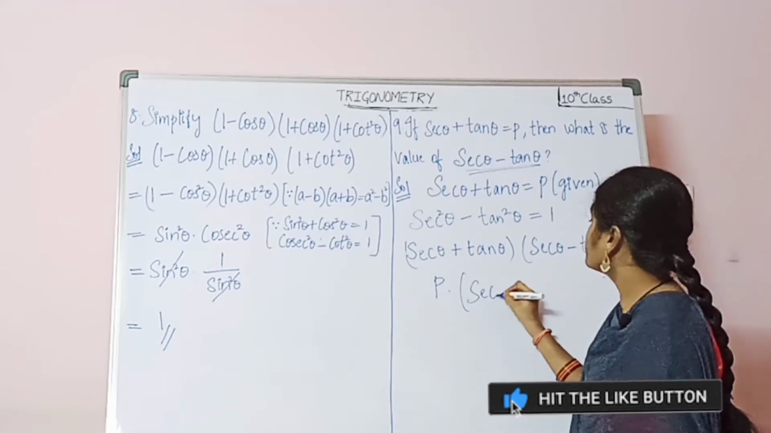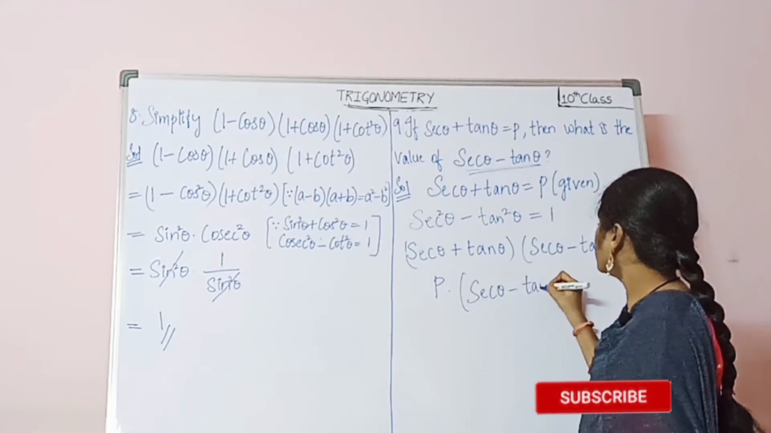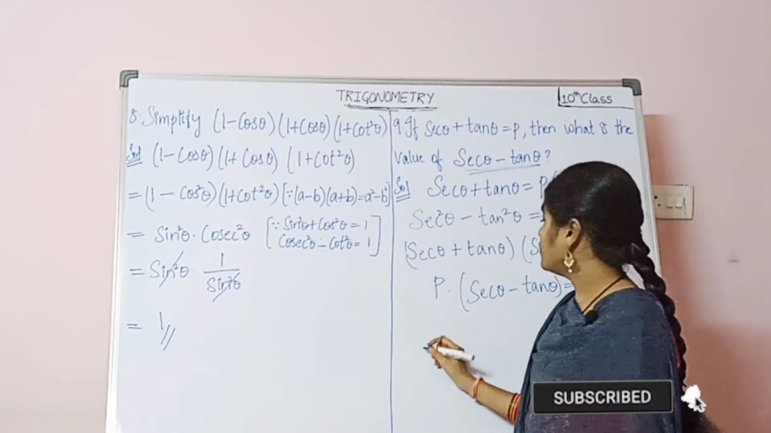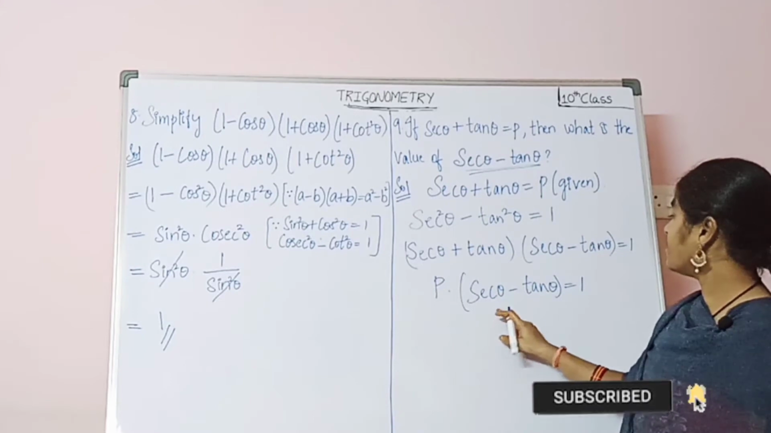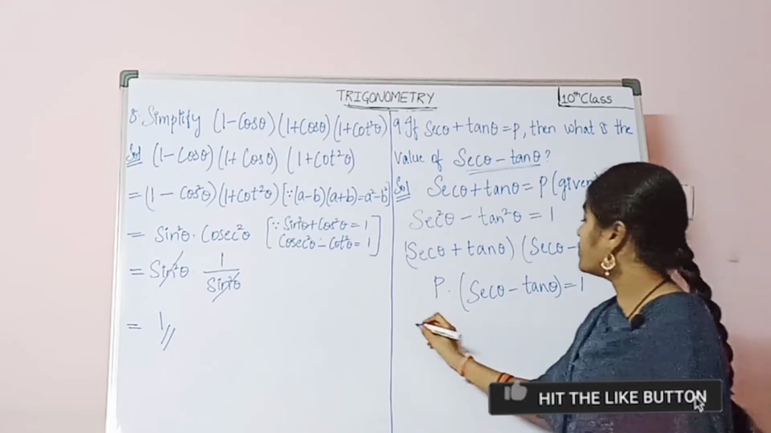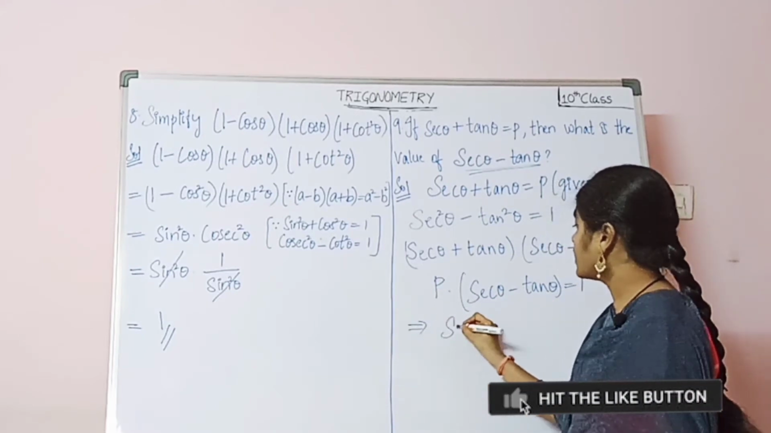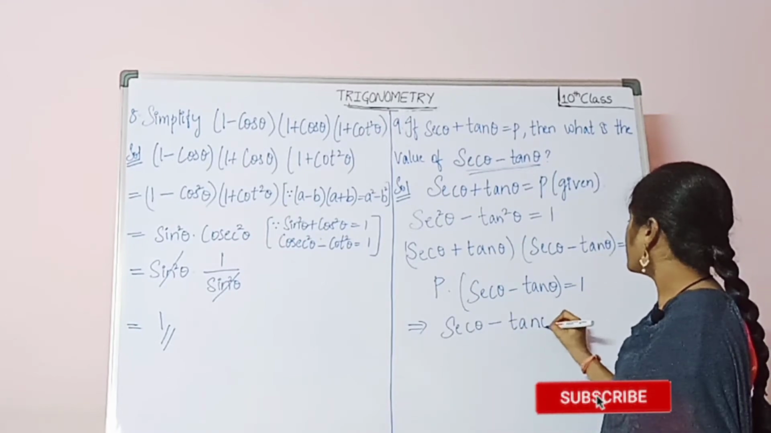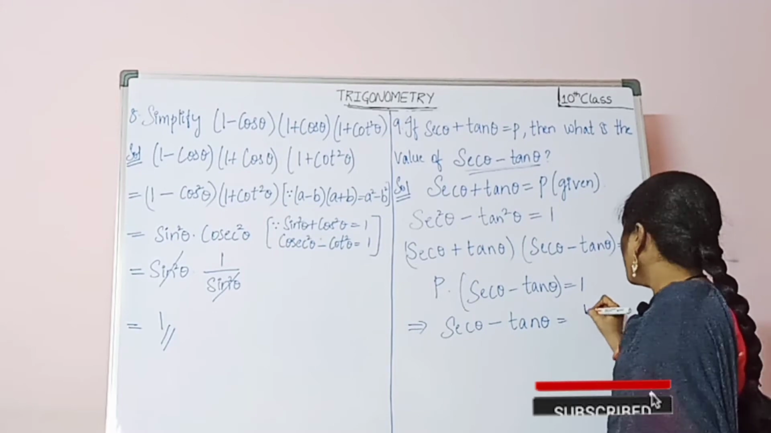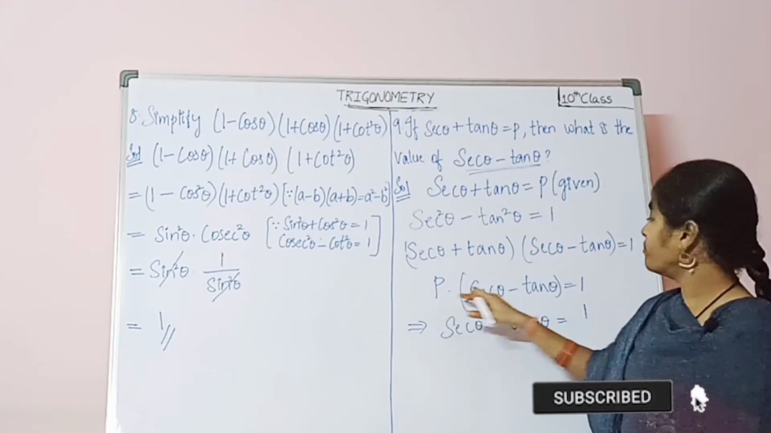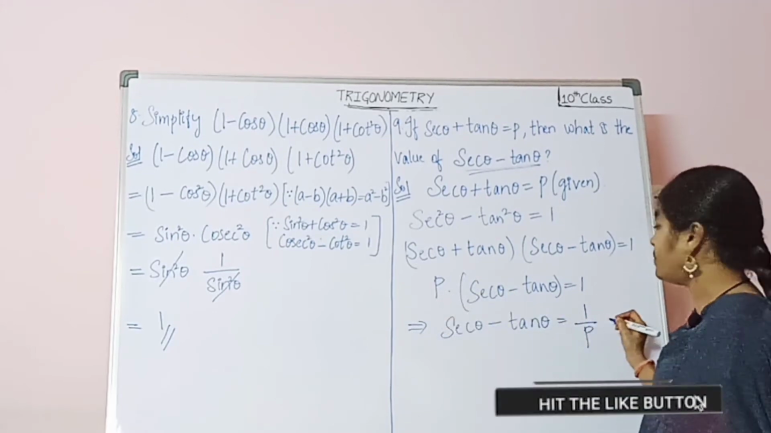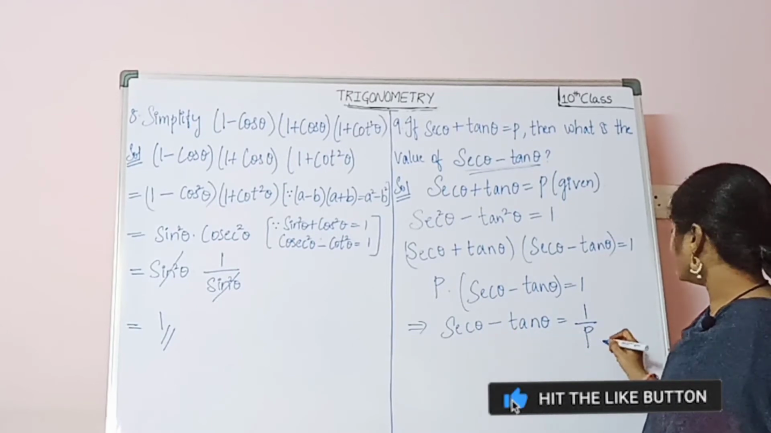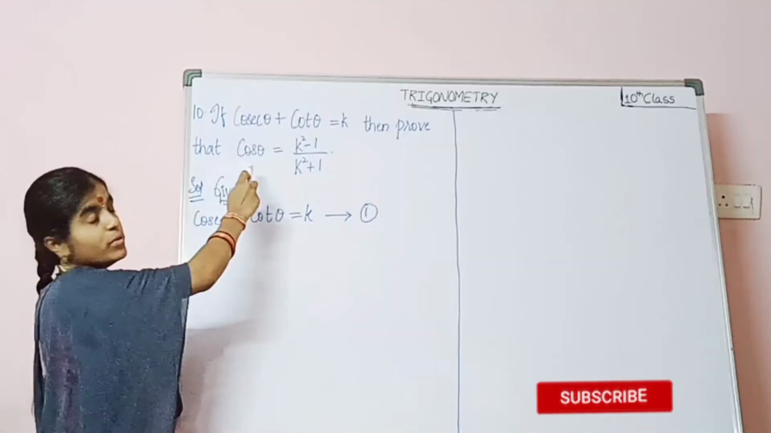P into secant theta minus tan theta equals 1. That implies secant theta minus tan theta equals 1. Now this multiplication P becomes division here, 1 by P. So secant theta minus tan theta equals 1 by P. This is the solution. So now the 10th problem.